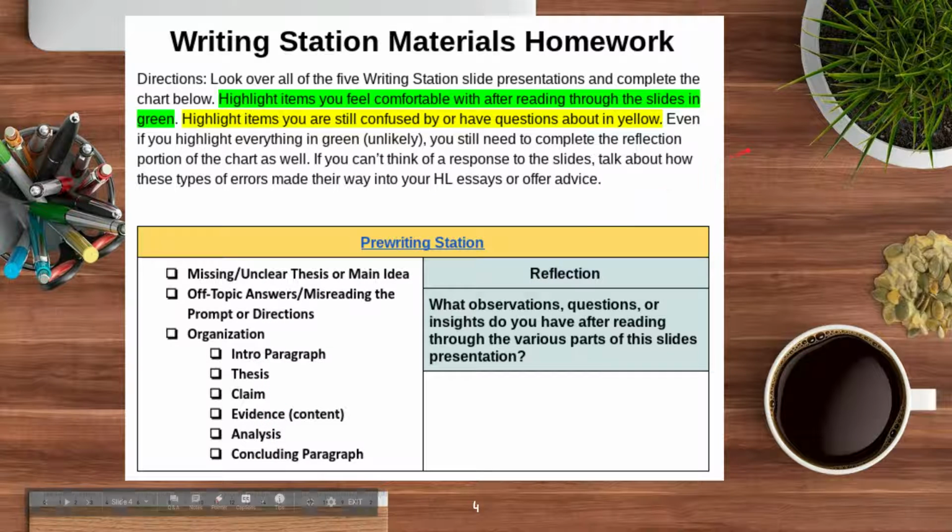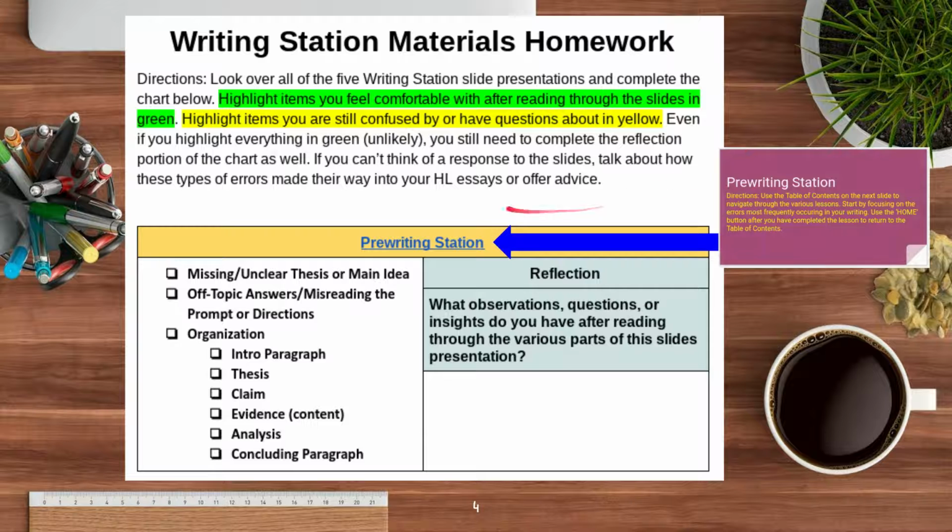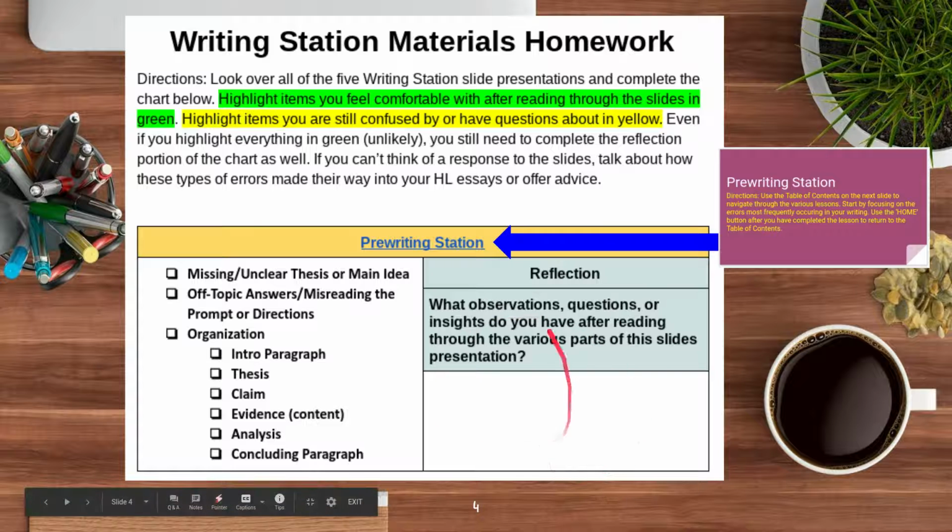Either green or yellow. To access the slides, you click on the hyperlink and it'll take you to the slide presentation, which I'll go over a little more in detail in a minute. So even if you highlight everything in green, which is highly unlikely, you still need to complete the reflection portion of the chart here as well.